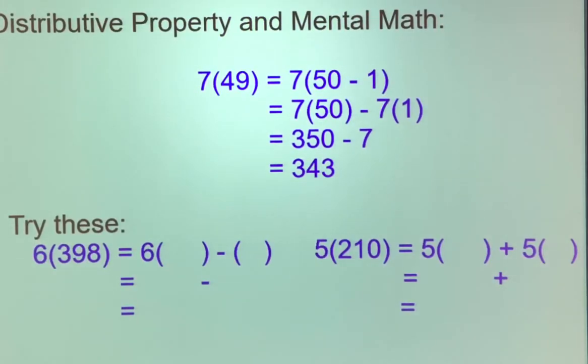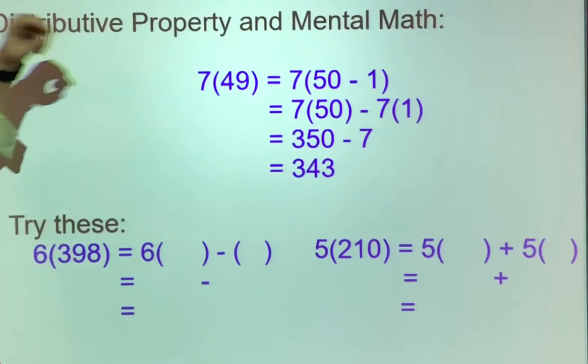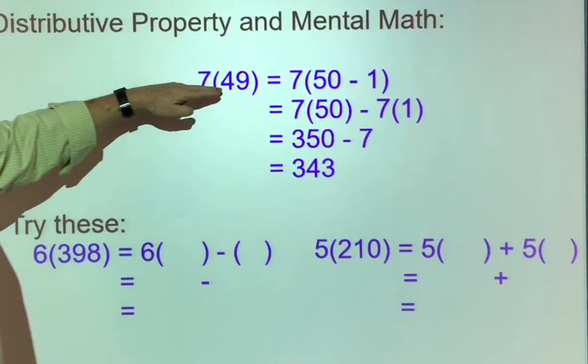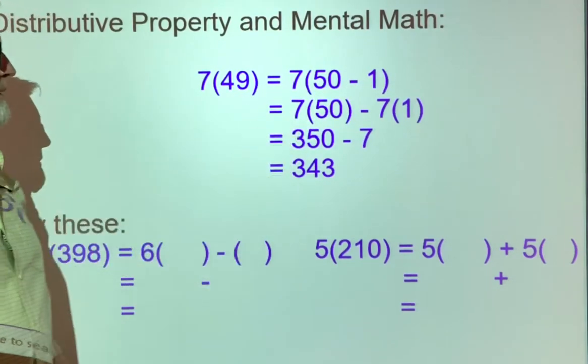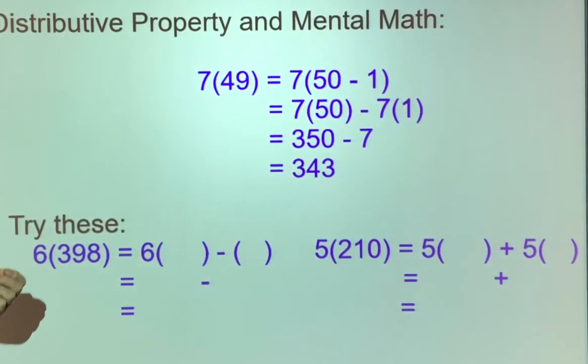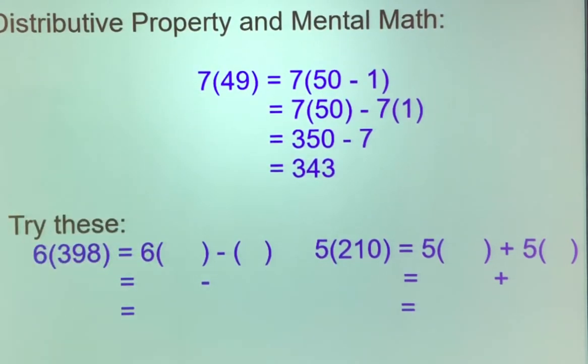Distributive property is used lots with mental math. Some of you probably use it with mental math, just don't realize that you're doing it. So just for our first example of that, let's say we needed to find the product of 7 and 49. Well, 49 is the same thing as 50 minus 1. So I'm going to pull that apart. Then I'm going to use distributive property and do 7 times 50 minus 7 times 1.